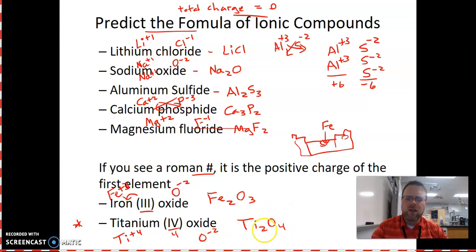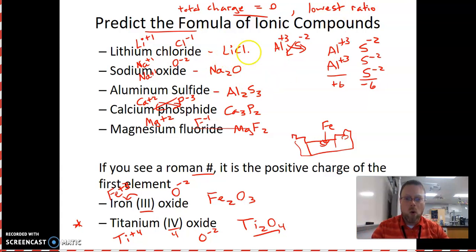Now, when you put those numbers down at the bottom, I want to really make sure that you understand that these are not charges anymore. These are literally how many of each do you have in the formula? What is the ratio of those 2 things? Now, there's a problem with this formula. Formulas need to be in the lowest ratio.